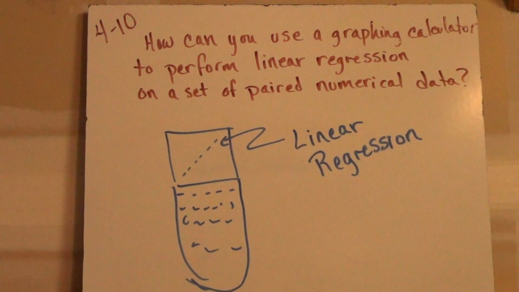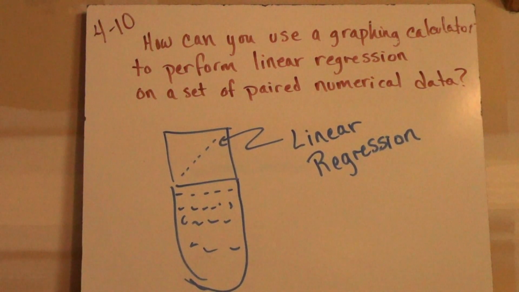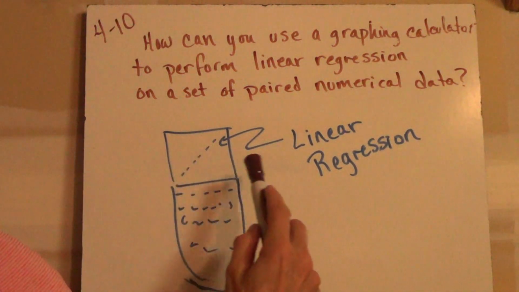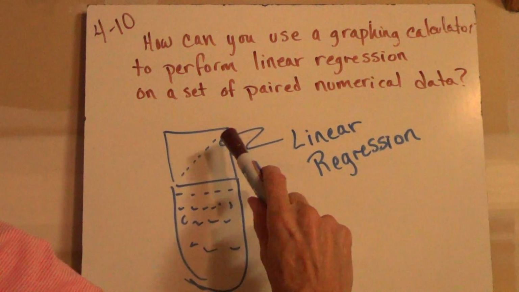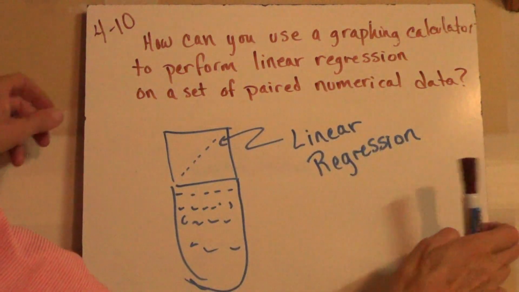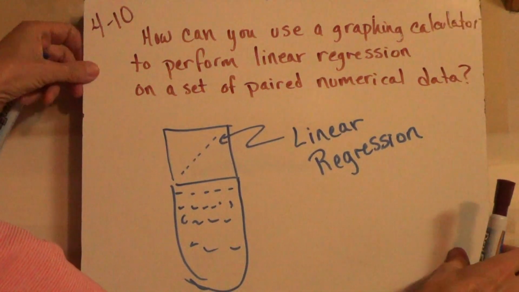Welcome to the last section in Unit 4. How can you use a graphing calculator to perform linear regression on a set of paired numerical data? Now, the line of best fit that you did manually in the last lesson, the graphing calculator actually does line of best fit linear regression, and I'll show you the difference in it.